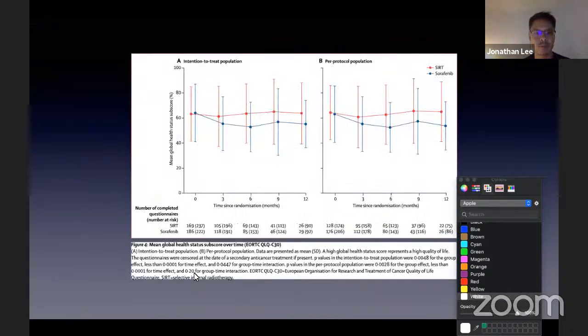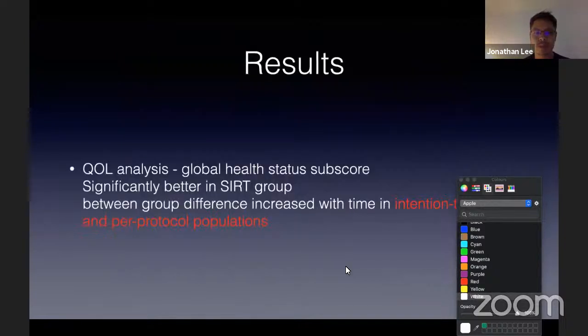And on this diagram, we've got global health status based on the questionnaires. And the red line again is SIRT versus the sorafenib. Overall, eyeballing the charts, you can see that there's a slight decrease over time with sorafenib. But certainly when they looked into the statistics of it, it showed a significantly better result with the SIRT group, both in the intention to treat and per protocol populations.